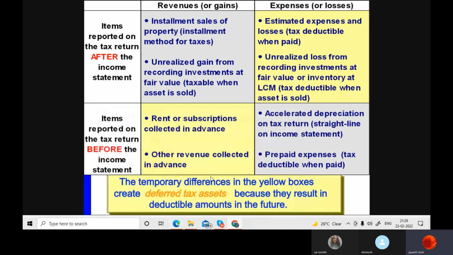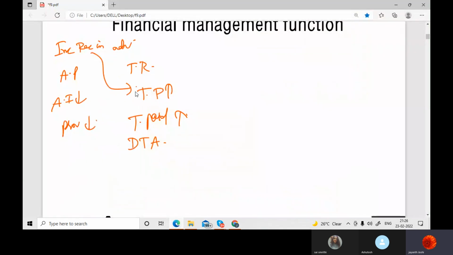Okay, so next comes other revenue collected in advance. Any revenue collected in advance creates a DTA.